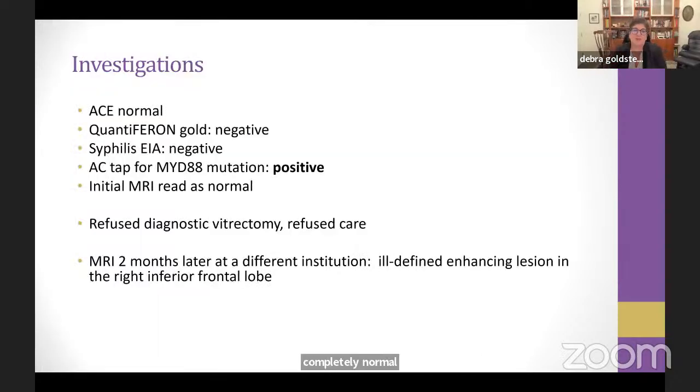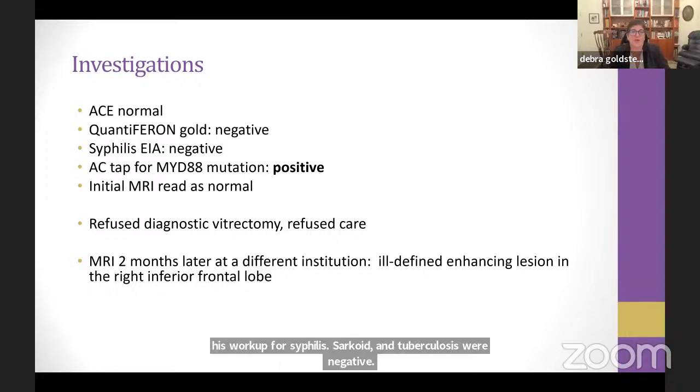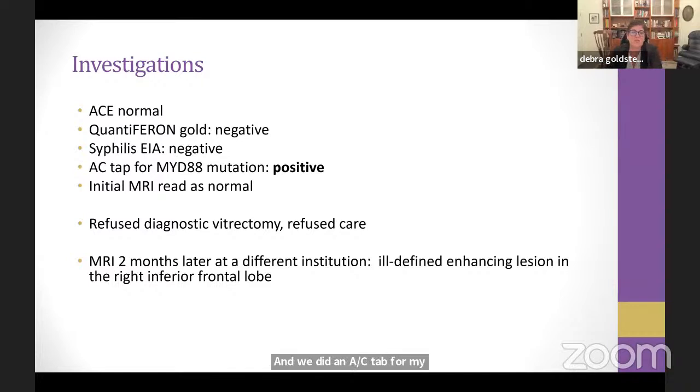So his workup for syphilis, sarcoid, and tuberculosis were negative. And we did an AC tap for MYD88 mutation, which was positive. He had a brain MRI that was read as normal. And unfortunately, the gentleman refused diagnostic vitrectomy and refused care. And he subsequently cycled through multiple different institutions looking for a different diagnosis than VRL. And 2 months later at a different institution, he had a repeat MRI brain, at this point showing an ill-defined enhancing lesion in the right frontal lobe, consistent with CNS lymphoma, probably to go along with what we believe is PVRL.